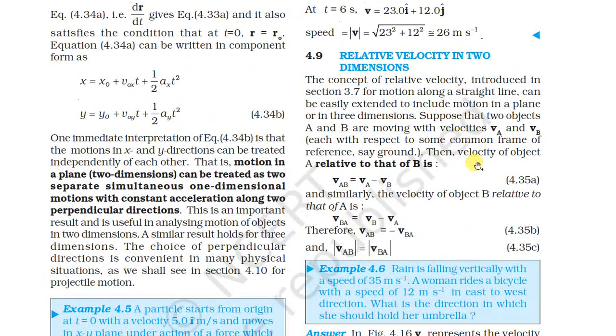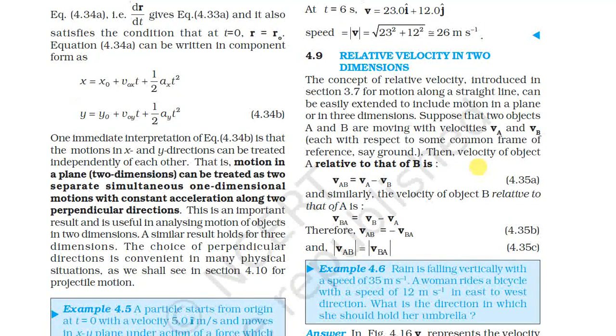Now see here, relative velocity in two dimensions. The concept of relative velocity was introduced in the previous sections for motion along a straight line, and it can easily be extended to include motion in a plane or in three dimensions. Suppose two objects A and B are moving with velocities VA and VB, each with respect to the same common frame of reference. Then the velocity of object A relative to that of B is VAB, which is equal to VA minus VB.